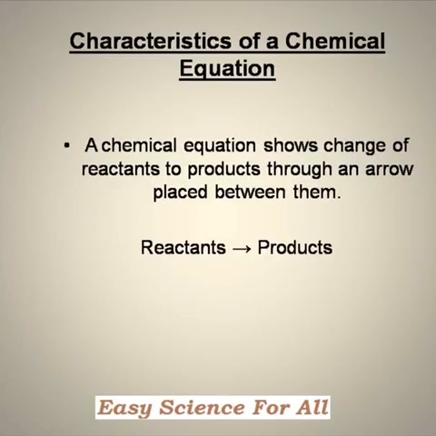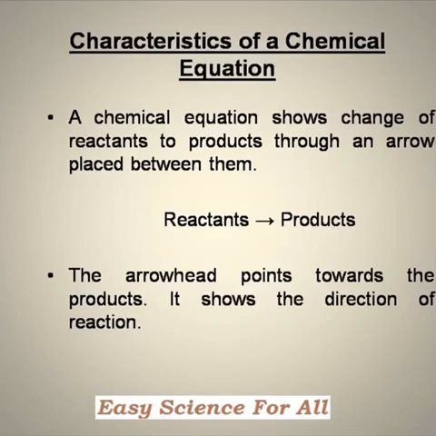There are various characteristics of a chemical equation. Some of them are as follows. A chemical equation shows change of reactants to products through an arrow placed between them. The arrowhead in a chemical equation always points towards the products. The arrowhead shows the direction of reaction.